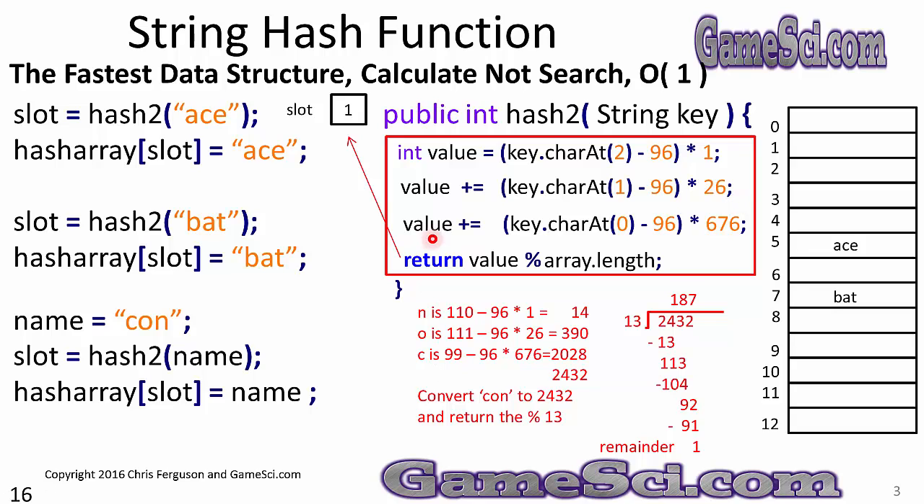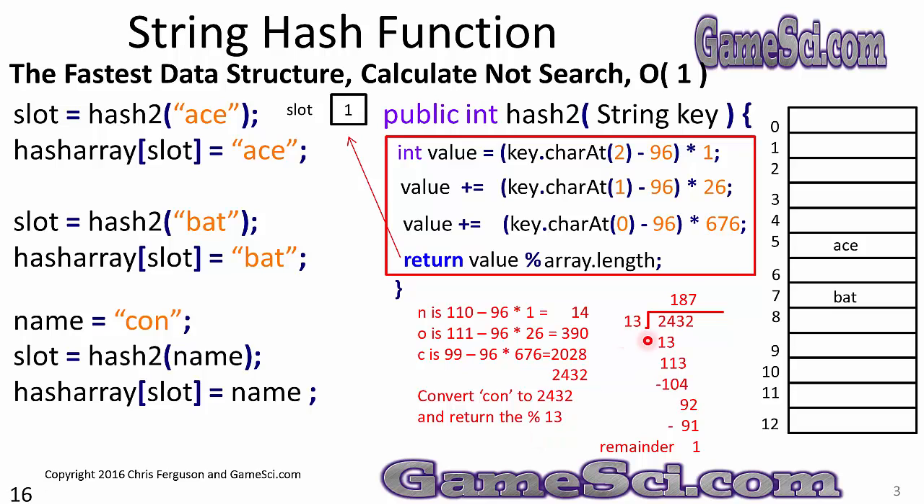Then we extract the C from the key. C has an ASCII value of 99, minus 96 is 3. Multiply that by 26 squared, and we get 2028. Add all those together. Remember, plus equal says sum them all together, and you get 2432. We just converted con to 2432, and we're going to return 2432 modulus 13.